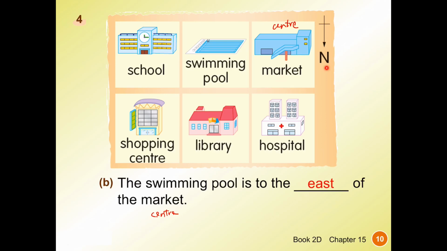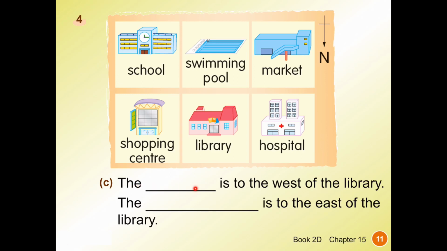So this time we need to rely on this symbol here, and we need to derive the other 3 directions. So if this side is the north, then going through the other directions in the clockwise direction, after north we have east, after east we have south, and after south we have west. So here, if the market is the center, the swimming pool is actually to the east of the market. So center is the market and the swimming pool is to the east.